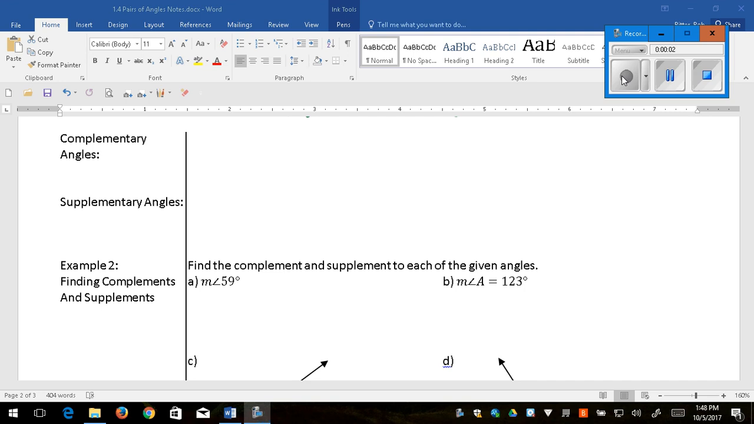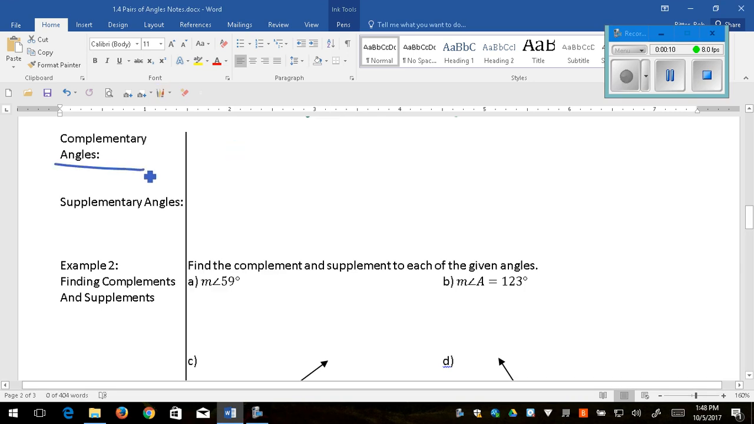We're now on to our next example, or just before our next example, we're going to be looking at the definition of complementary and the definition of supplementary angles. Complementary angles are defined as a pair, or two angles, whose sum is 90 degrees. So two angles that add up to 90 degrees.